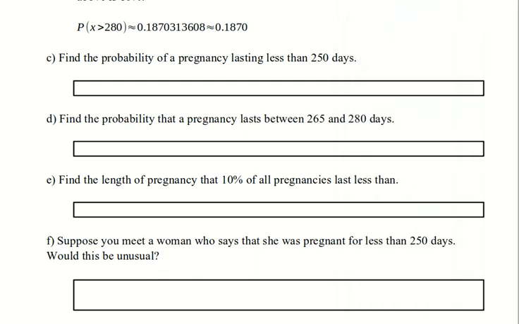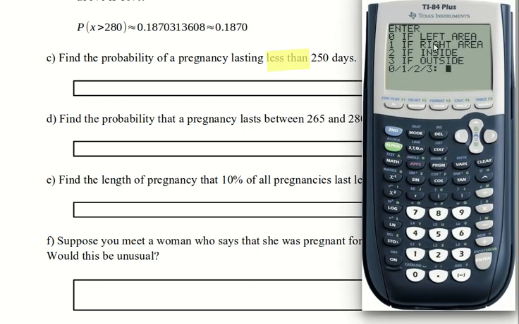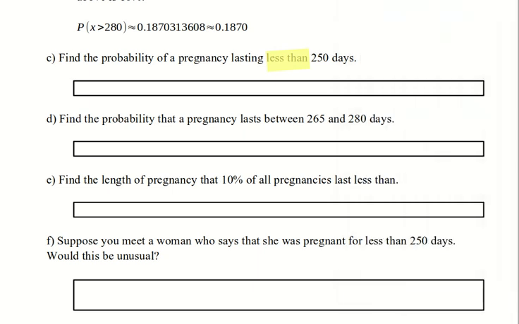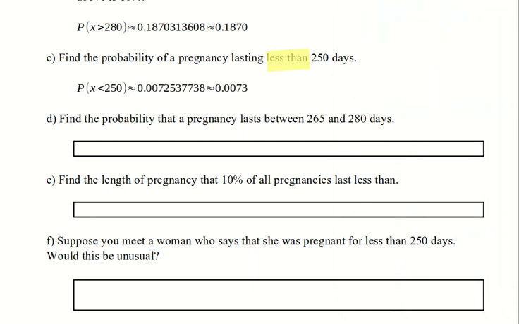And now let's look at the question again. The probability of a pregnancy lasting less than, well, less than is left of, just like in all of mathematics. So we're interested in the area to the left, so we enter a 0. And we're interested in the area to the left of 250. We press enter and we see that this is not very likely, thank goodness. This is less than 1%, so about 0.7%. So the probability that our random variable x is less than 250 is about 0.73%.